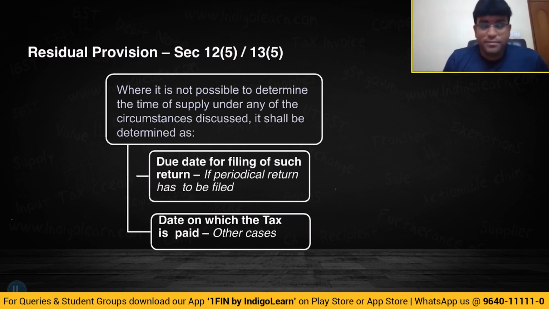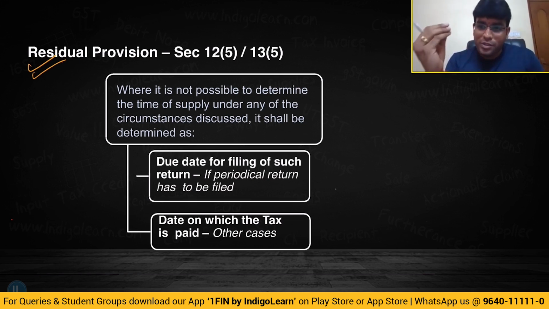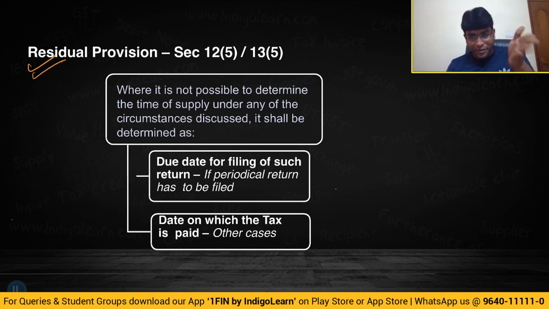12.5, 13.5: Residual provision. This provision they kept in the law so that if somebody says, I am not able to apply 12.2, not able to apply 12.3, not able to apply 13.2, not able to apply 13.3, whatever it is, you might end up telling n number of excuses. So the government said, my dear friend, keep all excuses aside, come to the residual provision.